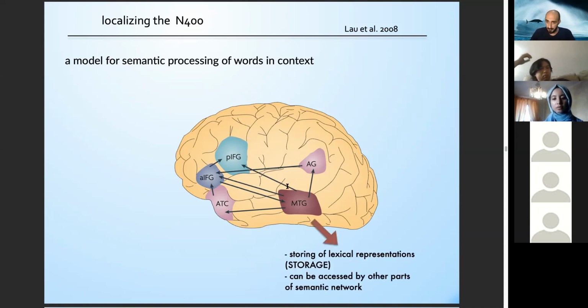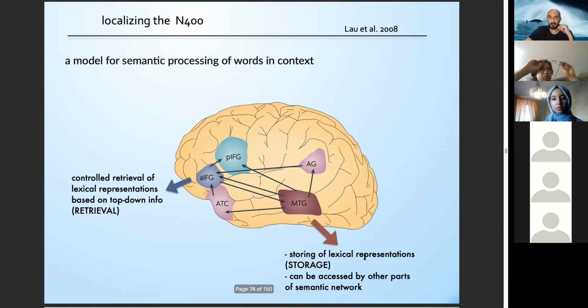So the MTG is a storing of the lexical representation and also what controls the access to this representation from the lexical point of view. But it's your anterior inferior frontal gyrus, so your BA47 and a piece of 45, that controls the retrieval of this lexical representation from the lexicon based on top-down information. So based on, for instance, contextual information, or based on words that you have already read in the sentence.